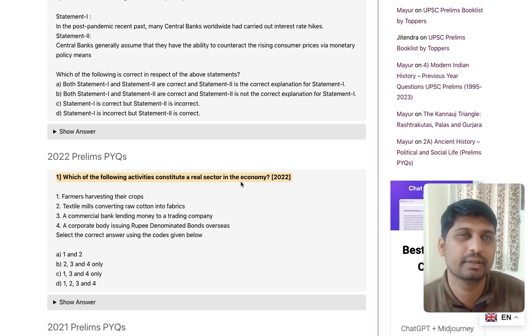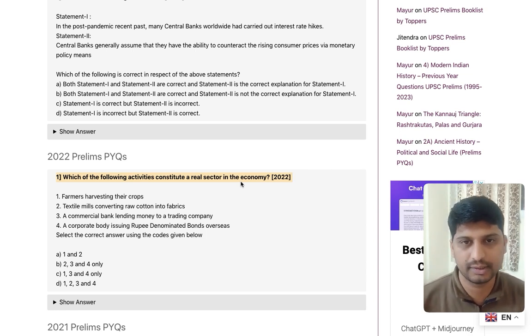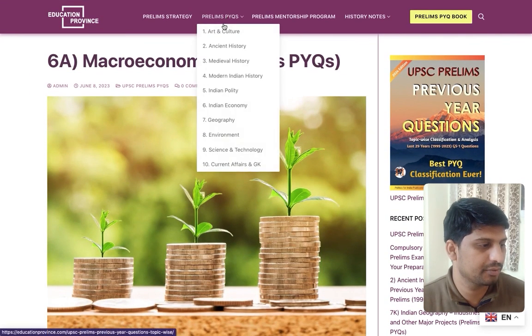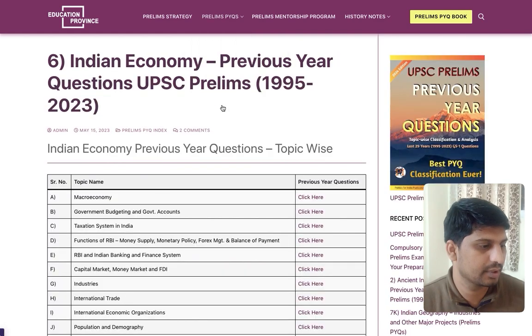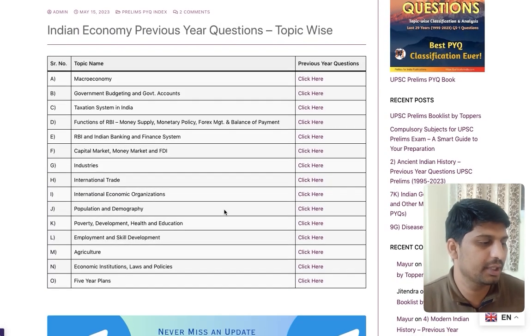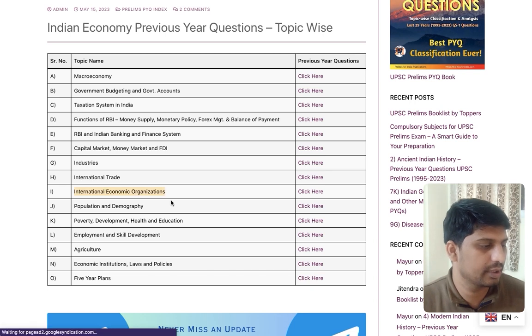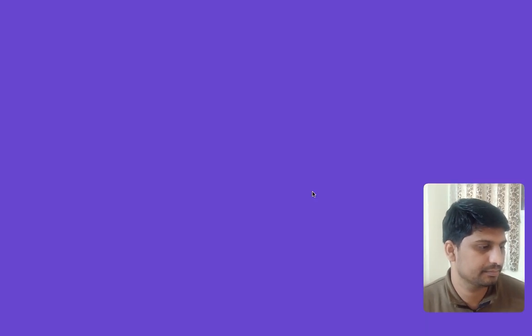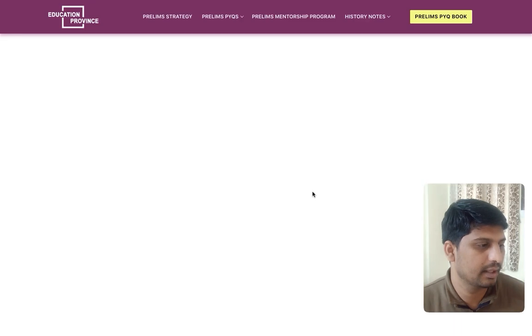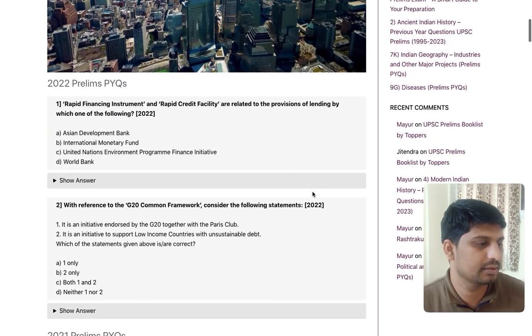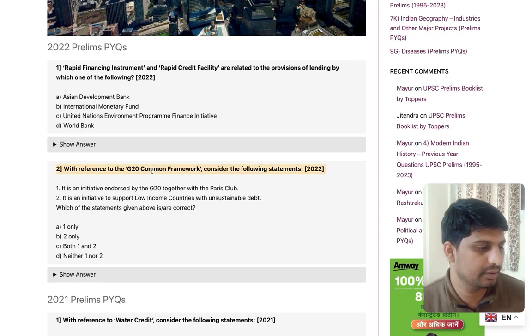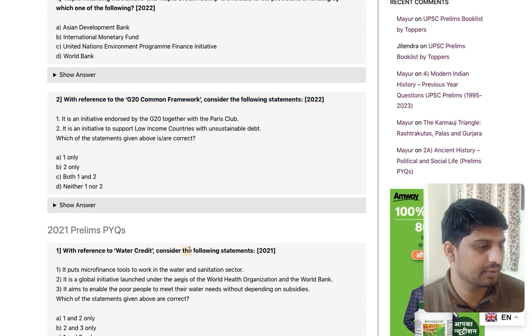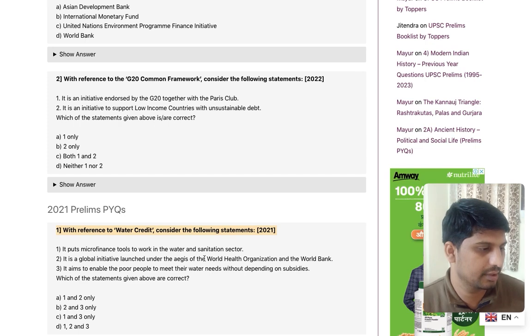Now it may happen that some topics are not there in your book altogether. For example, let's go back to the Indian economy section, PYQs. This is the detailed syllabus. Let's assume that international economic organizations, you go here, see the PYQs. Let's assume that you see the PYQs like G20, then this water credit question. It has been from World Health Organization and World Bank.